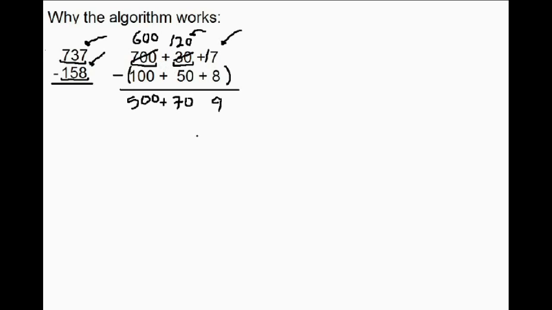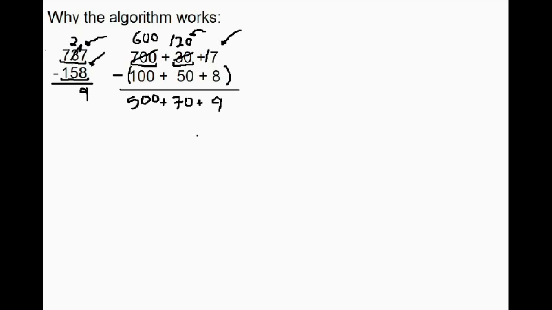And putting that in expanded form, we're just writing that as an addition question. Going back to our original question here, we start with 7 minus 8. We're not able to do that here, so we have to borrow from the next biggest place value, taking 1 away from it, and giving that 1 to the 7. 17 minus 8 is 9.